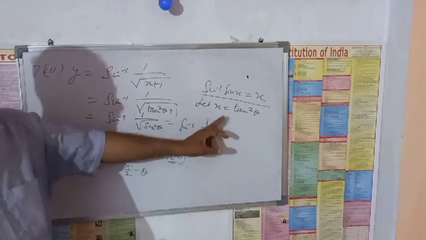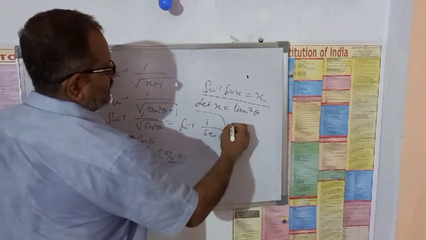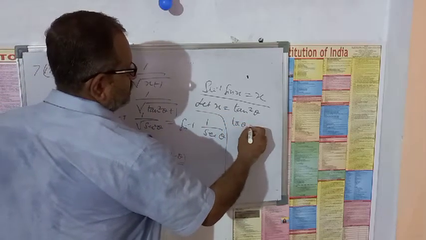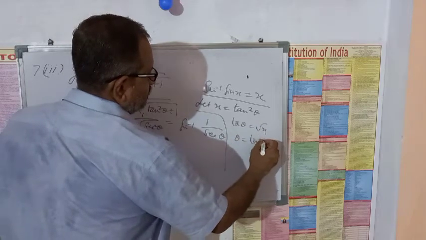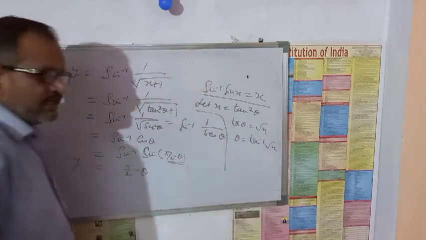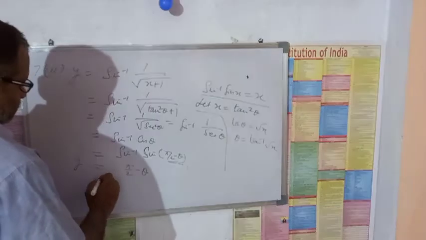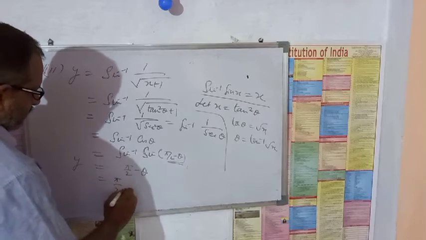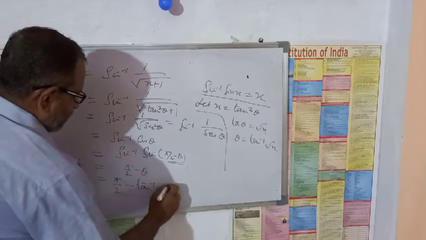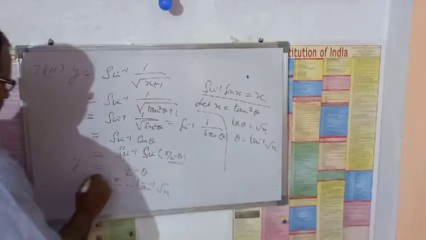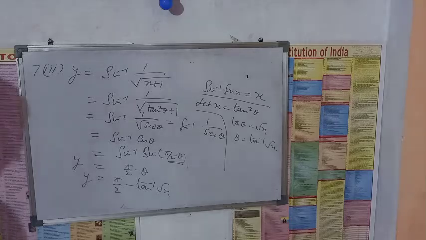Now we will put the value of theta. So tan square theta is x, tan theta is root x. Theta will be tan inverse root x. So we can write here pi by 2 minus tan inverse root x. Now we will differentiate it.